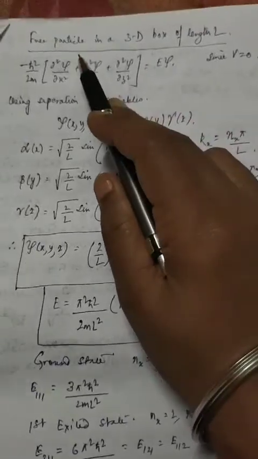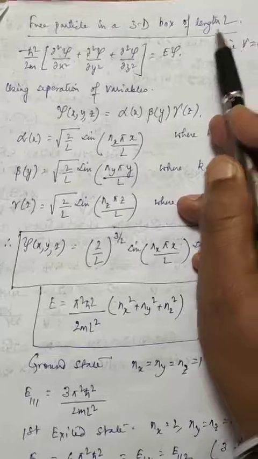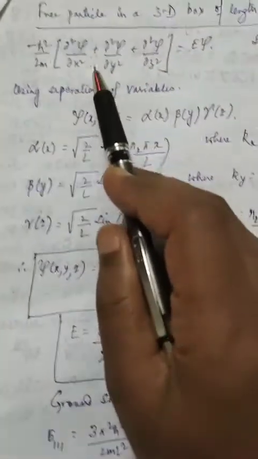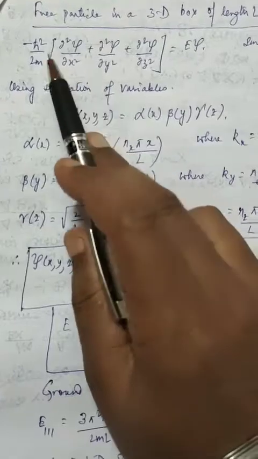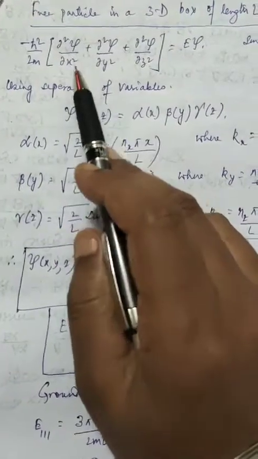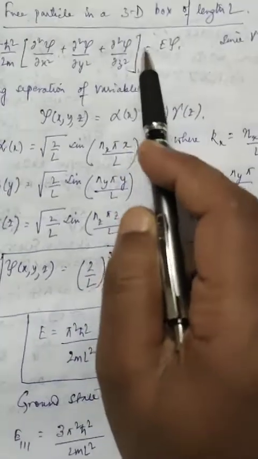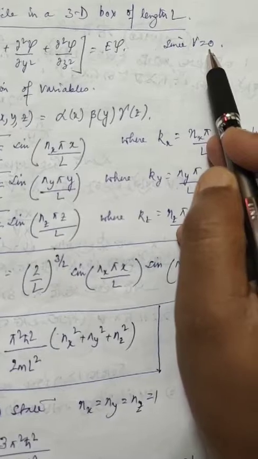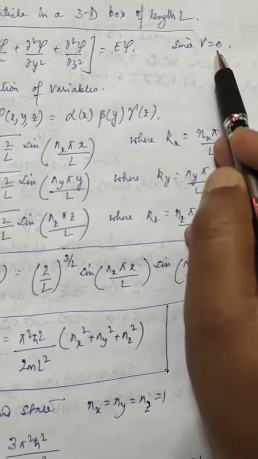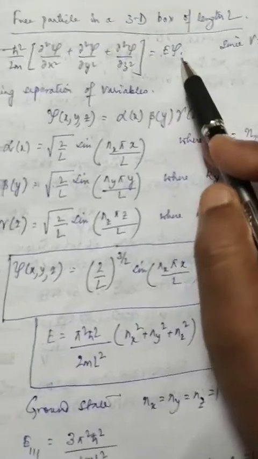Okay, students, particle in a three-dimensional box of length L. So what is the Schrodinger equation? The time-independent Schrodinger equation in three dimensions is minus ħ² by 2m times (∂²ψ/∂x² + ∂²ψ/∂y² + ∂²ψ/∂z²), plus Vψ. And remember, again I take the particle to be free, that is, no force acting on the particle, so we can safely put the potential energy equal to 0, and that is equal to Eψ.